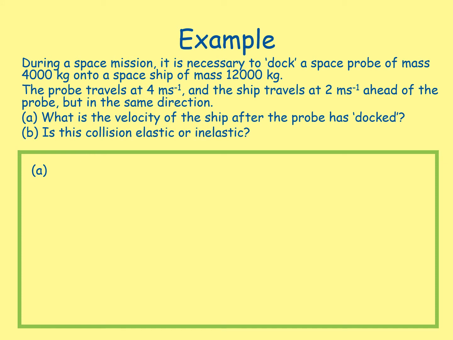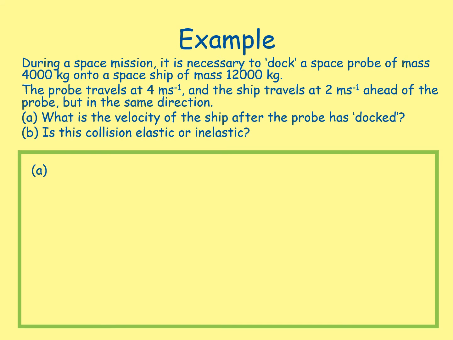During a space mission, it is necessary to dock a space probe of mass 4,000 kilograms onto a spaceship of mass 12,000 kilograms. The probe travels at 4 meters per second and the ship travels at 2 meters per second ahead of the probe, but in the same direction. What is the velocity of the ship after the probe has docked? Let's work on this first.